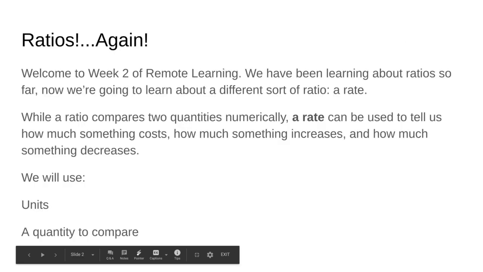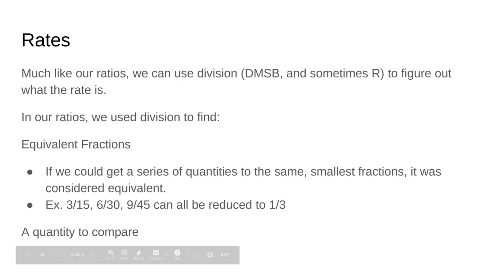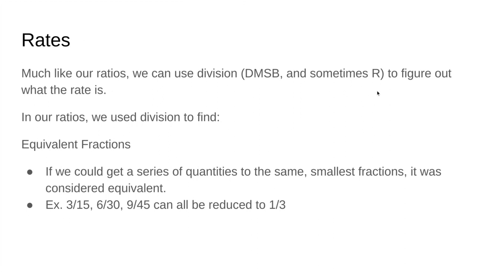Ratios again. Well, a ratio compares two quantities numerically. A rate can be used to tell us how much something costs, how much something increases, and how much something decreases. We'll be using our units and a quantity to compare. Much like our ratios, we can use division. I brought this technique up before, and I'll go more into it: DMSB and sometimes R, or dad, mom, sister, brother, and rover. Divide, multiply, subtract, bring down, and times a remainder to figure out what a rate is.